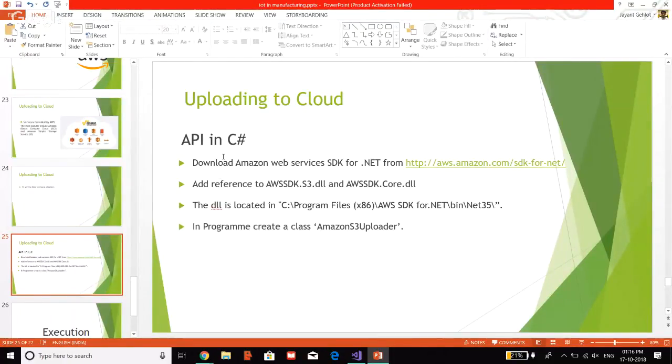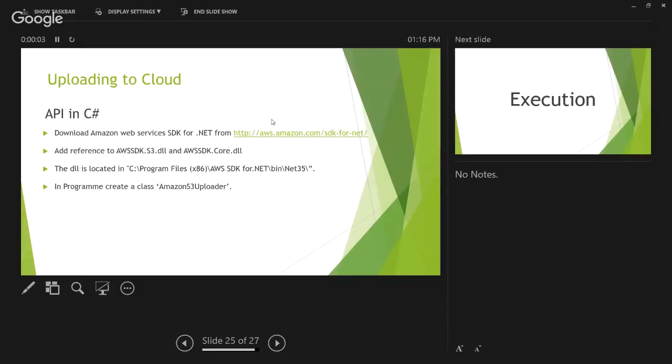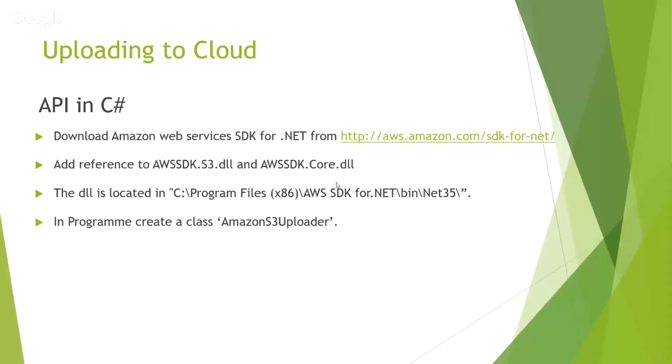So the next step is to link my bucket to the program, so the program can extract the data and upload it to the cloud. For this, I use an API in C#, which I downloaded from this site. And you can also download from this site. It gives you two DLL files: aws-sdk.s3.dll and aws-sdk.core.dll. These two will be used for uploading the data to the cloud.